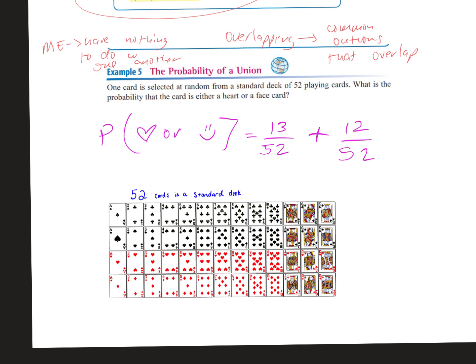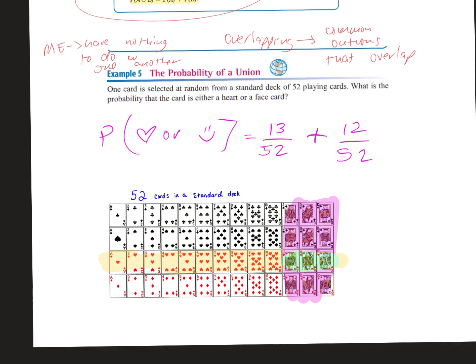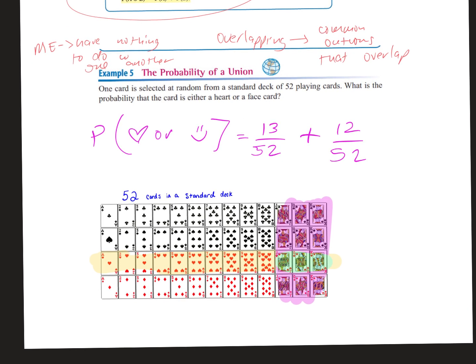Now, if you're still not sure whether this is overlapping or mutually exclusive, think about this, and I'll show you why this matters. Here's all the hearts. Do you see in yellow the hearts? Now here's all the face cards. Do you see any place that there is an overlap? Yes. Anytime you have an event that is overlapping, you have to subtract that part of the event, because if you don't, then you're counting it twice.